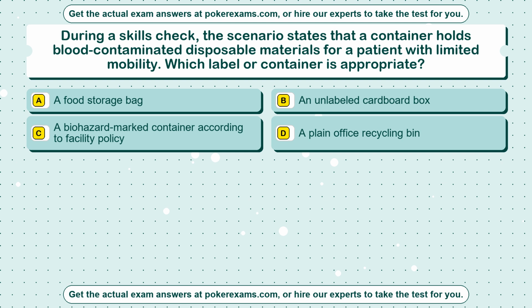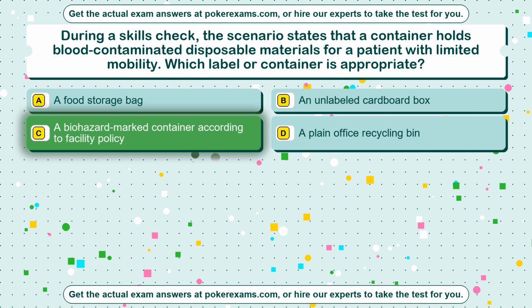Option A, a food storage bag. Option B, an unlabeled cardboard box. Option C, a biohazard-marked container according to facility policy. Option D, a plain office recycling bin. The correct answer is option C, a biohazard-marked container according to facility policy.